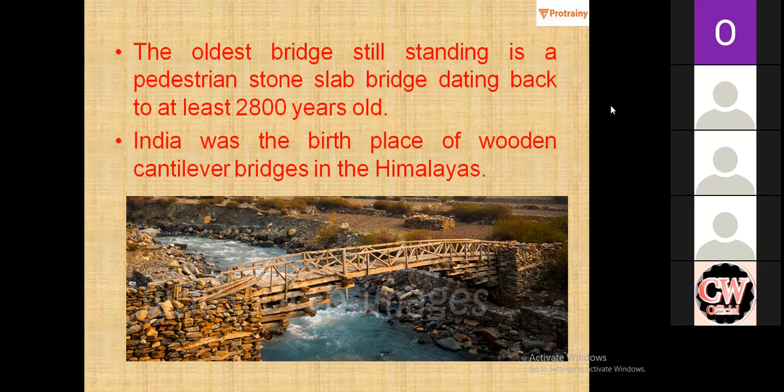Now, India was the birthplace of wooden cantilever bridges in the Himalayas. As you can see in this figure, this is a wooden cantilever bridge in the Himalayas. You can see that this is what you call a pier, right? This structure of stone masonry is a pier, and the bridge is coming out of these piers from both of its ends, and then after the pier we have this deck which we basically use for transportation.